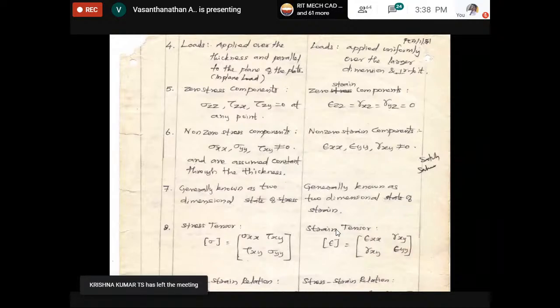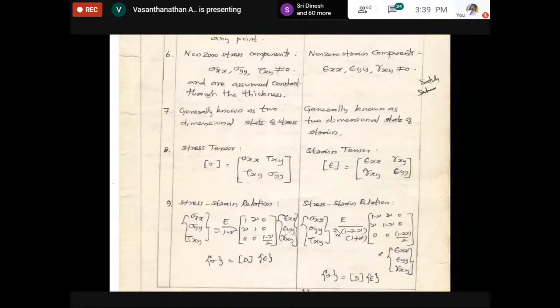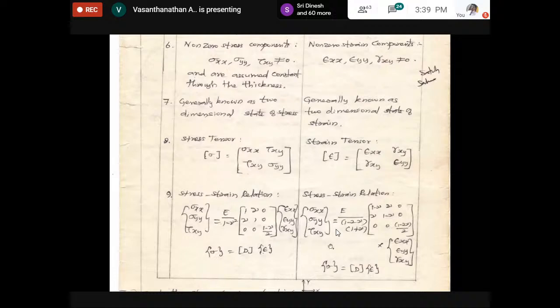So the stresses related with x and y, that is sigma xx, sigma yy, tau xy, are present here. Then the non-zero strain components. Here also strain will exist only along xx, yy, gamma xy, which are not 0. This is generally known as 2D state of stress. This is generally known as 2D state of strain. These are the tensors. See, we use this notation in FEA to represent stress and strain. And if you see the stress strain relation, this is what I am interested in. My last discussion is about this.